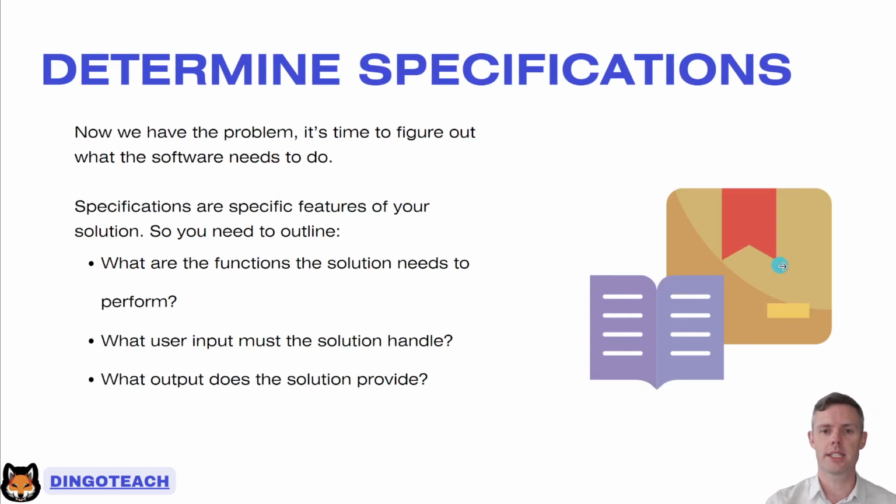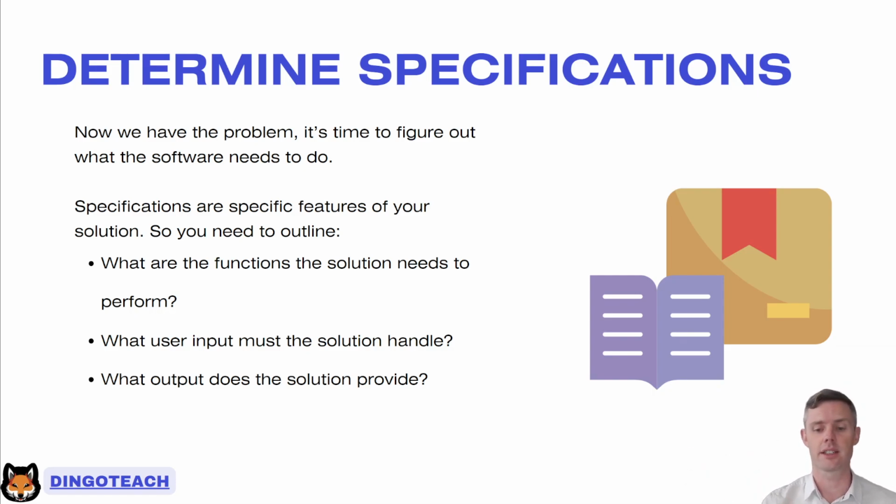What about specifics? How do you determine specifications? Well, now that you've got the problem and the requirements, you sit down and say, okay, what functions does our program need? What input is the user going to put into the software? And what output do they need? Do they need reports? Do they need diagrams? Do they need breakdowns of data? All that kind of stuff.